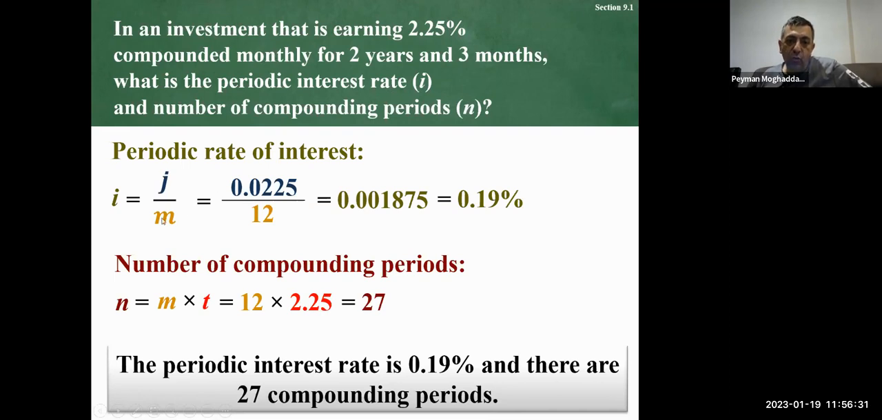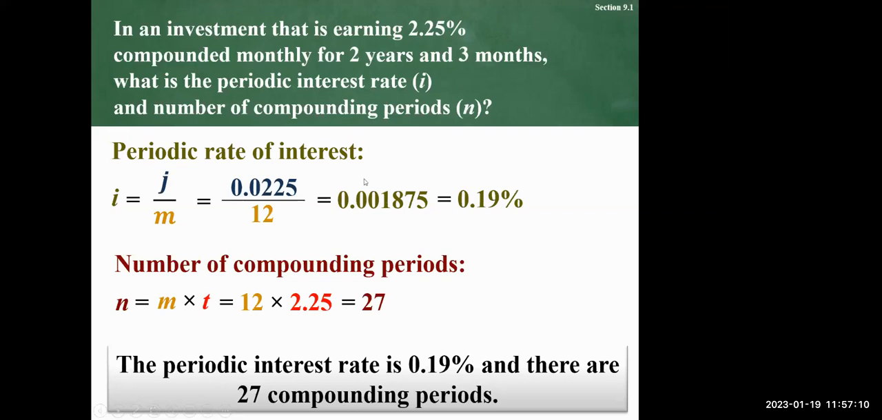So 12 is the compounding frequency, and j is the nominal interest rate, which is 0.0225, because we convert this from percent to a number. So it's 0.0225 divided by 12. You put it in the calculator and it gives this. If you convert it to a percentage, it's 0.1875. And then if you want to keep only 2 digits, you round to the nearest number, which is going to be 0.19. Okay, you understand this?